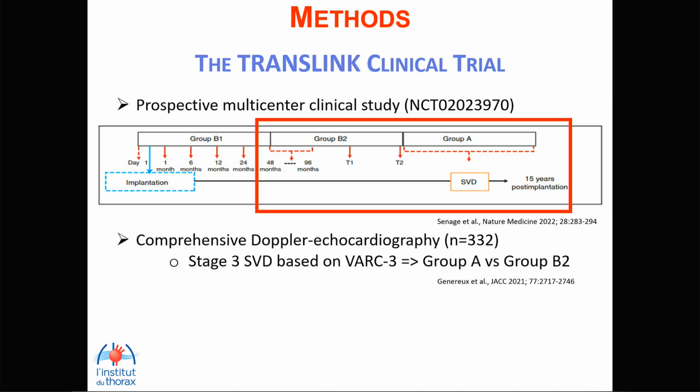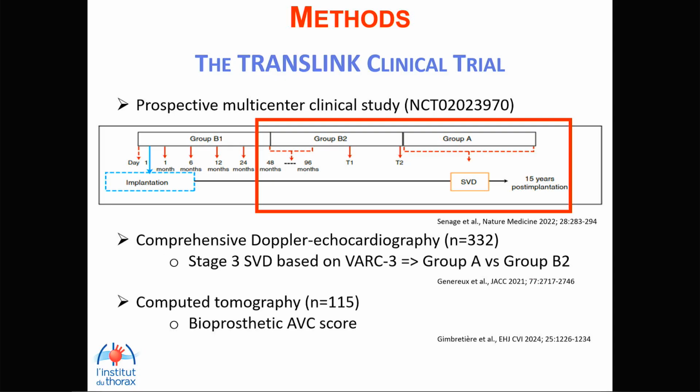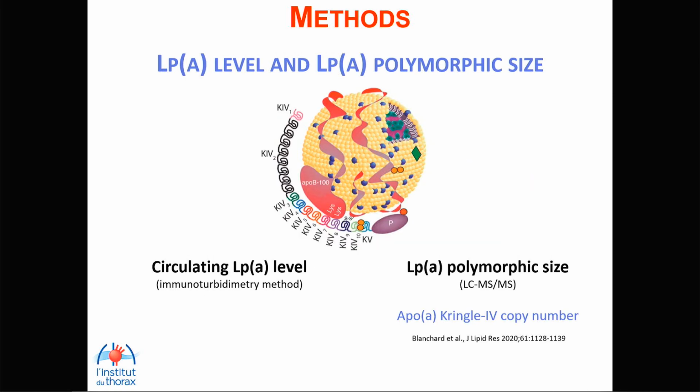These patients underwent a comprehensive Doppler echocardiography to define stage 3 SVD based on VARC-3 criteria. Patients with SVD were classified in group A and patients without SVD in group B2. There is also a subset of patients that underwent computed tomography to determine the bioprosthetic calcification score. We measured the circulating Lp(a) level in the plasma by classical methods, and using mass spectrometry, we determined the Lp(a) polymorphism size, which is the apo(a) Kringle-4 copy number.